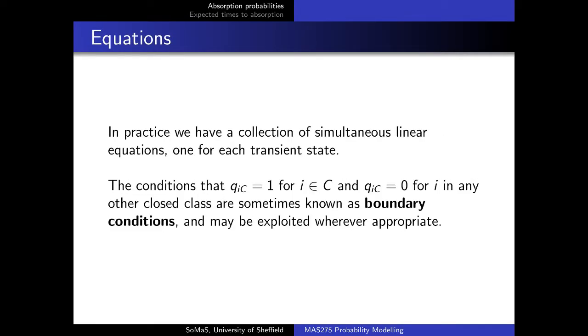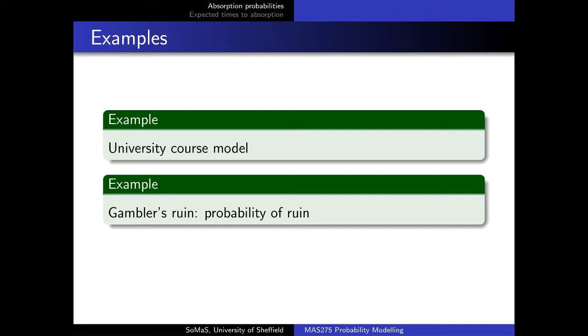So we get these equations. As we said, we get them for each transient i, and then we can just solve them. And of course, we have the other equations, that Q_i^C is 1 if i is inside C and 0 if i is outside of C, which we also need to use in order to solve the whole system. We call those the boundary conditions, because that's quite a typical thing to do, and you will need them to solve the system. Okay, so this is enough abstract presentation. Let's go over this with an example.